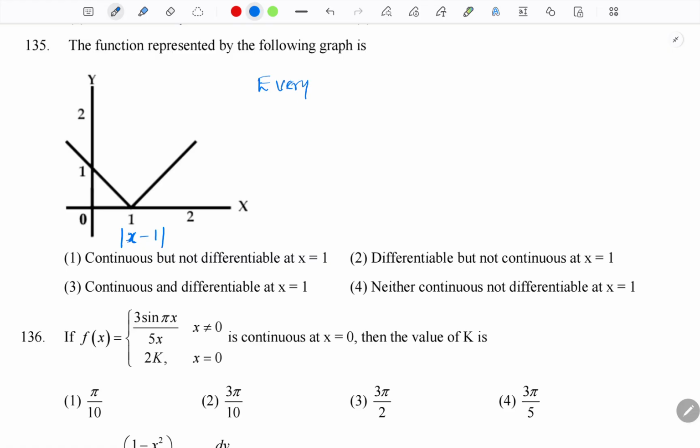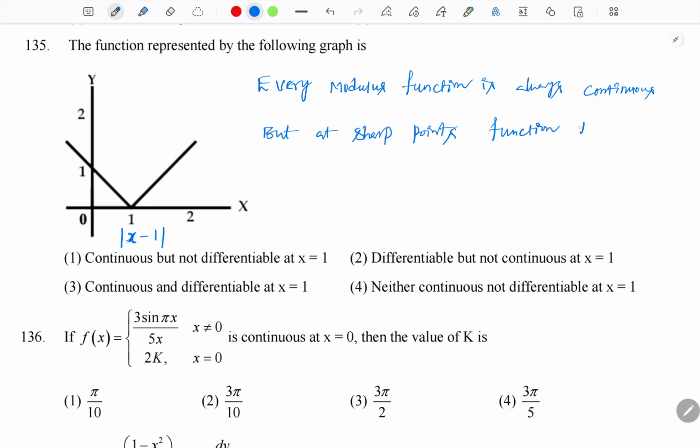Every modulus function is always continuous, but at sharp points the function is not differentiable. Okay, this is the point.